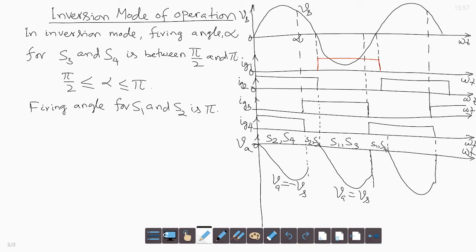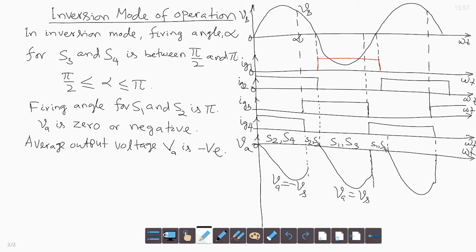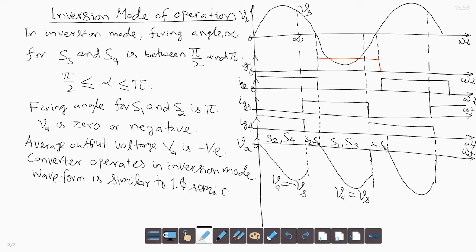As you can see from the output voltage waveform, VA is 0, instantaneous voltage is 0 or negative below the horizontal axis. So average output voltage VA is negative. So converter operates in inversion mode because the average output voltage is negative. Further, the waveform is similar to semi-converter, but always below the horizontal axis.